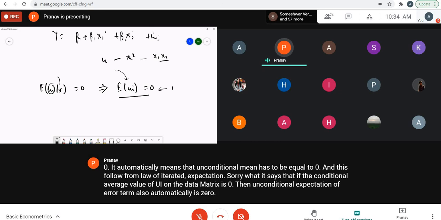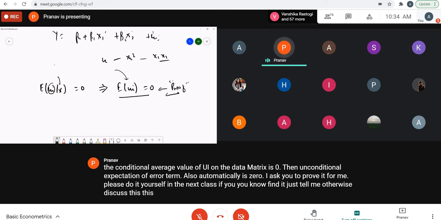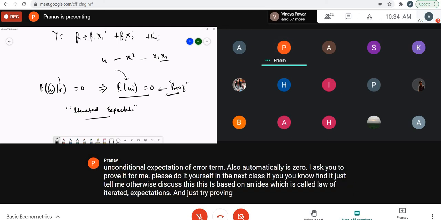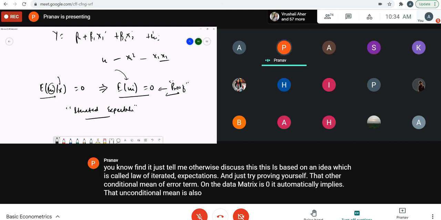I ask you to prove it for me. Please do it yourself in the next class. If you find it, just tell me. Otherwise, I'll discuss this. This is based on an idea which is called the law of iterated expectations. Just try proving yourself that if the conditional mean of the error term on the data matrix is 0, it automatically implies that the unconditional mean is also 0. Please solve this.